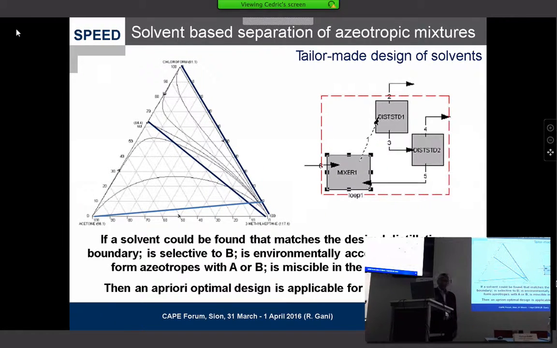So this example is with membranes, but if we want to do a similar kind of separation, not with membranes but with solvents, we could say that we have a solvent which gives us a distillation boundary here, and a product, solvent rate that is defined by this line here.